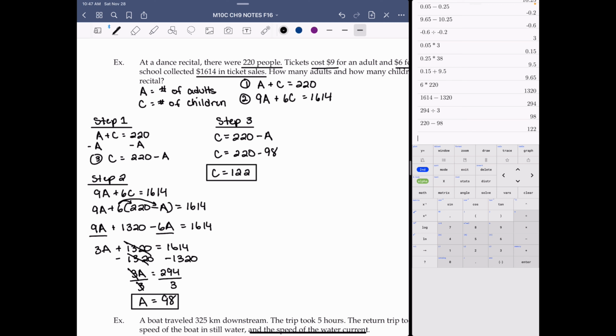And then step 4, 122 children and 98 adults attended the recital.